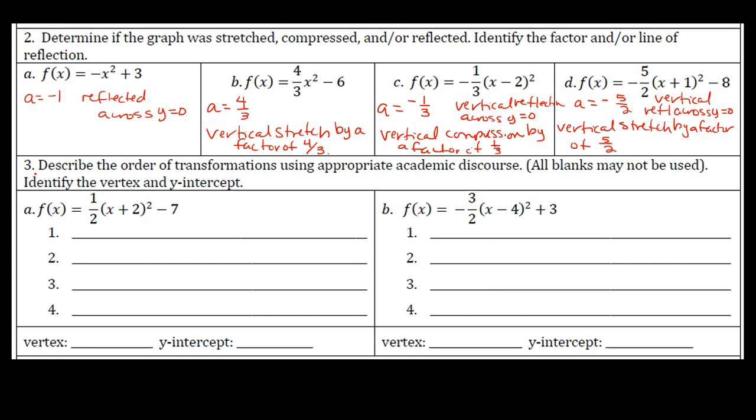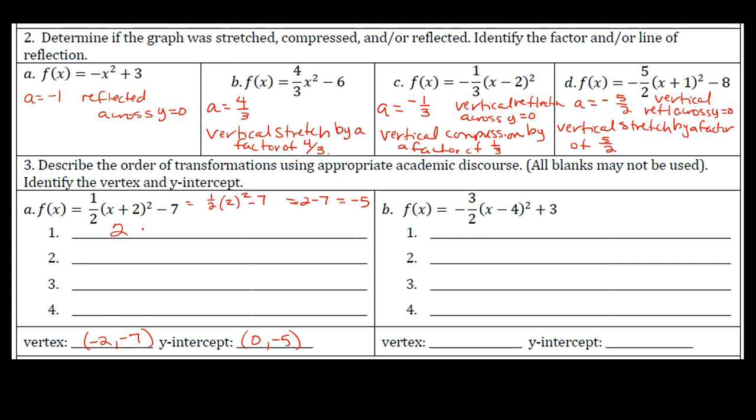Okay, number 3, it says describe the order transformation, use appropriate academic discourse. All blanks may not be used. Okay, identify the vertex and y-intercept. So my vertex is -2, -7, and then my y-intercept, I'm going to put in 0. So when I put in 0 for x, I get 2 and then squared. So order of operations, so 2 squared is 4. 4 times 1/2 is 2. And then 2 minus 7 gives me -5. So 0, -5.